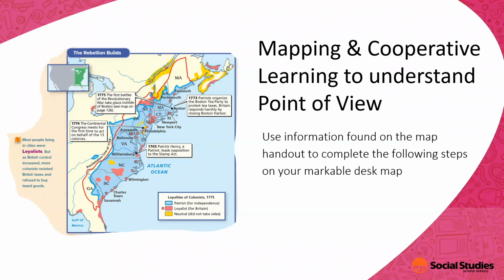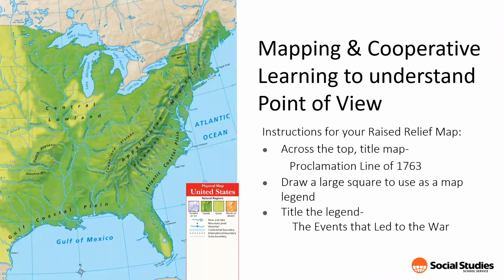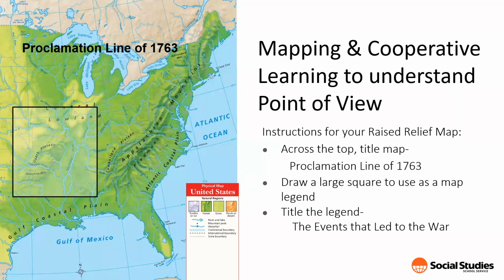So we're going to add a title. We're going to add a map legend, title the legend, and use a dash line, and I'll show you this in the next couple of slides. Across the top, we will use the marker to title the map Proclamation Line of 1763. Then we will draw a large square box on the top, and that will be the map legend. They will need room for 5 symbols and words describing the meaning of each. Then they will title the legend of their map "The Events That Led to the War."